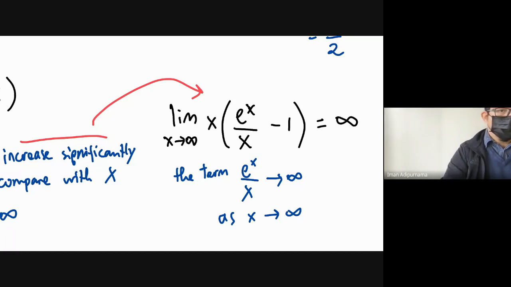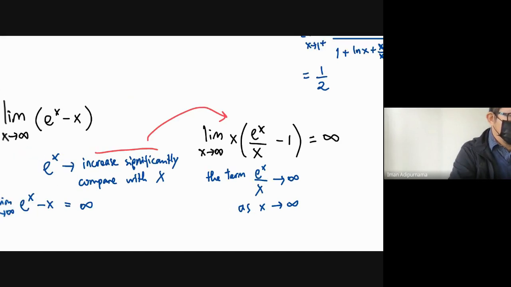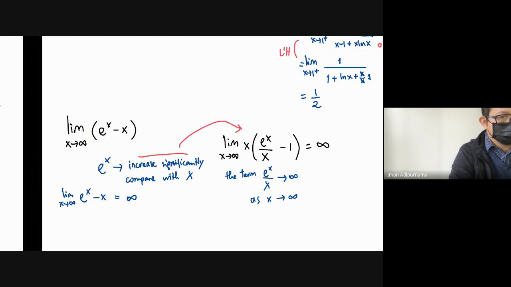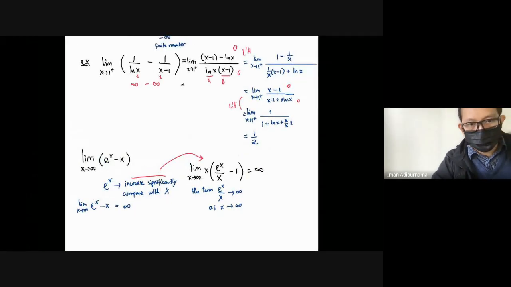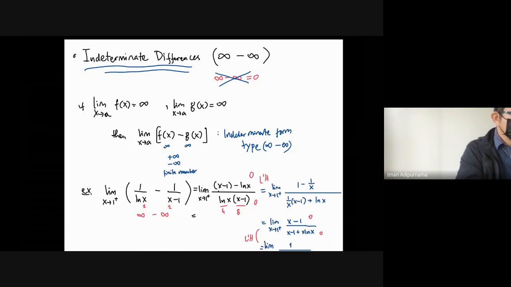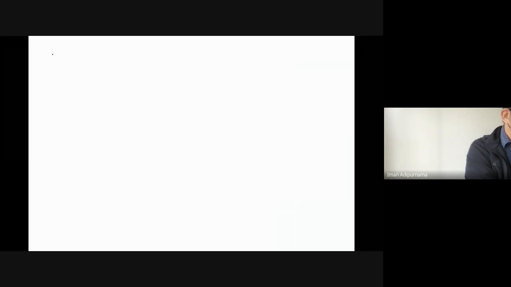Okay. Another section, another form. So this is the difference, infinite minus infinite. I think this will be the last form for the L'Hopital rule. So this is the indeterminate difference. Okay, the third one is called the indeterminate power.